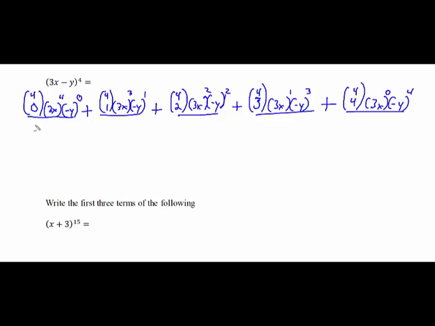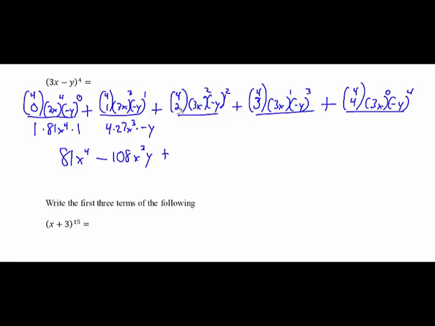So this combination is going to give me 1. 3x to the 4th power is 81x to the 4th power, and negative y to the 0 is 1. So our first term is 81x to the 4th power. Now this choosing 1 from the 4 is going to be 4. 3 times x to the 3rd power is 27x to the 3rd power, and negative y to the 1st power is negative y. So multiplying the 4 times 27 times negative 1 is negative 108. And then x cubed y is the variables involved.